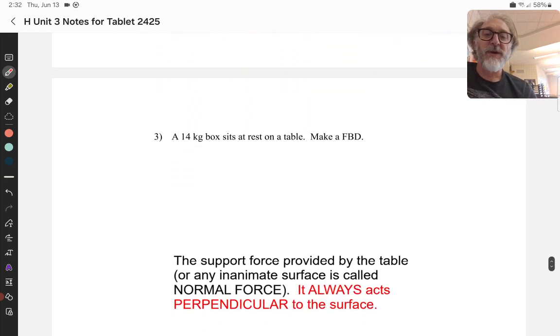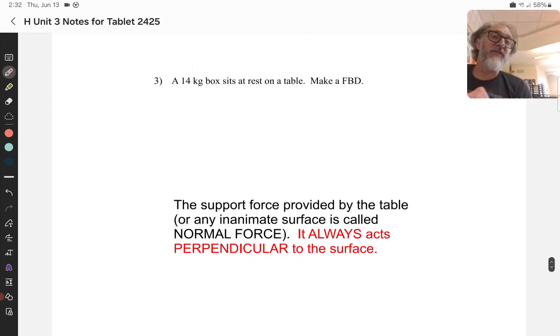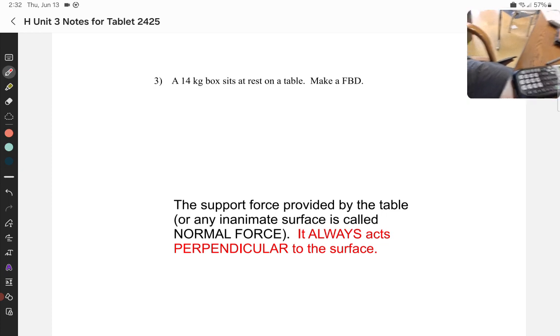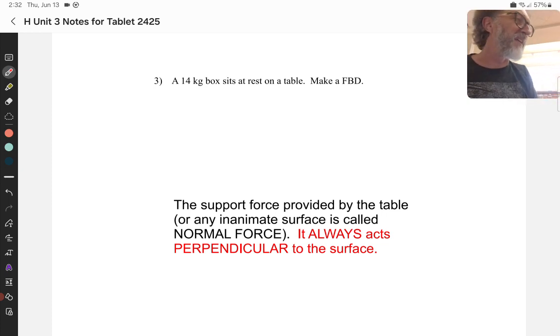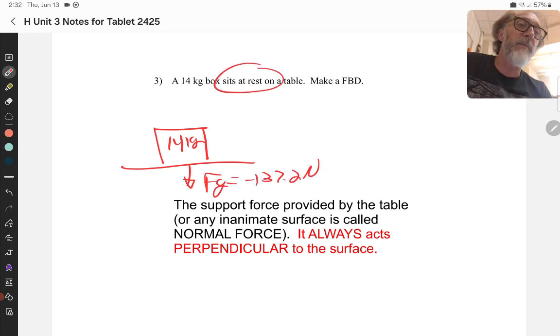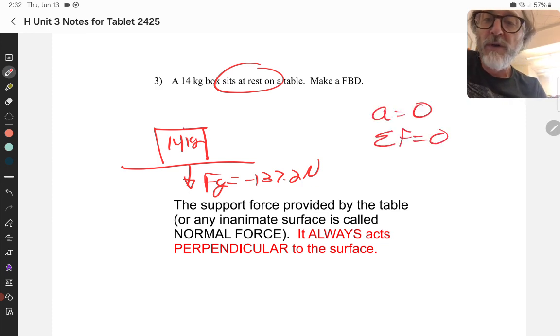Now this next one is almost the exact same thing, except this time, instead of the box sitting at rest in Roy's hand, it's sitting at rest on a table. It was important that I moved the camera for that. So here's our table, box, 14 kilograms. Force of gravity is negative 137.2 newtons. It's sitting at rest on the table, which means it's not moving, so the net force is 0. Something has to be holding it up. What is it? The table.